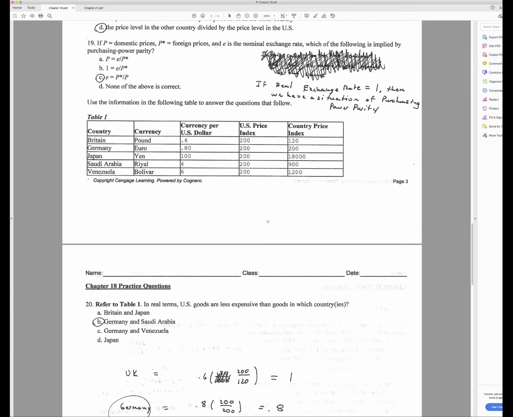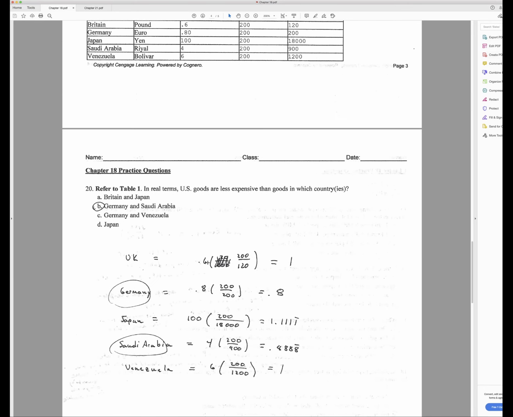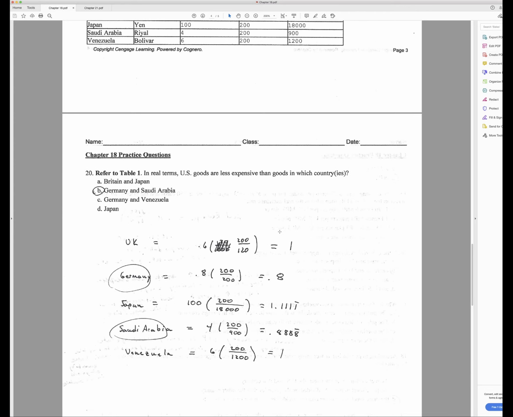So I've done that down here for you guys, where I basically put the nominal exchange rate and then I multiplied by the US price index, so the US price level over the foreign price level. And this is what I get for each one of the real exchange rates. I get 1.8, 1.11 repeated, 0.8 repeated, and 1.